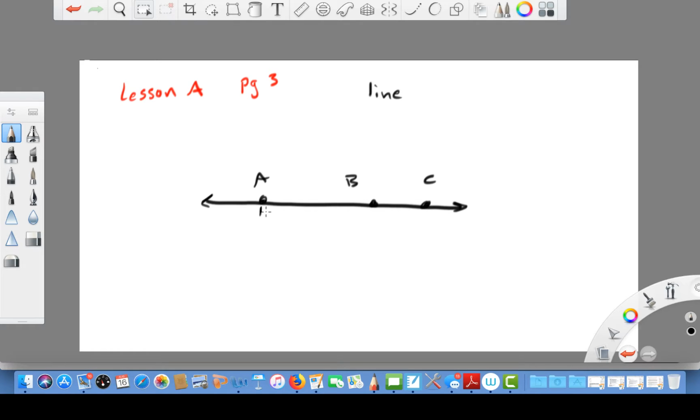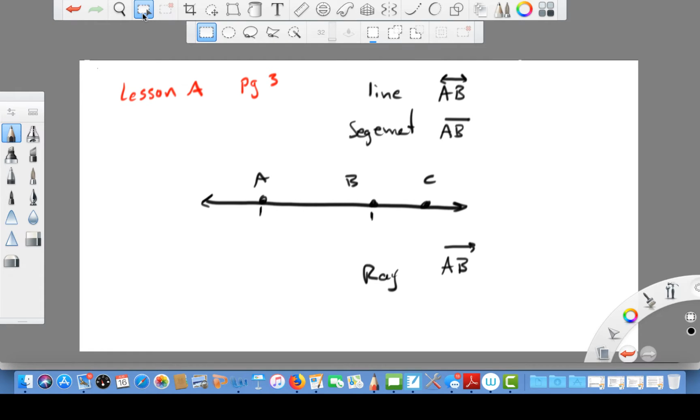Well, a line, if we choose from a line from A to B, will be notated like this. AB, and then there's going to be an arrow on both ends to designate line AB, okay? A segment, if we use AB, looks like this, with a line on top of it. A ray is AB, and then there is one arrowhead on it. So on page 3, you're going to see how to designate those, how to write them, as far as notation is concerned, and it's pretty simple stuff.